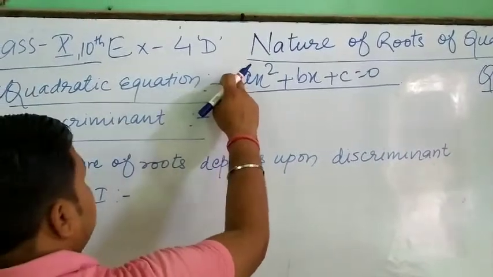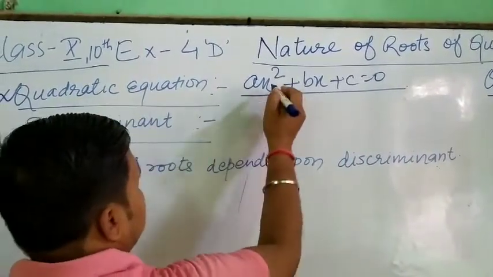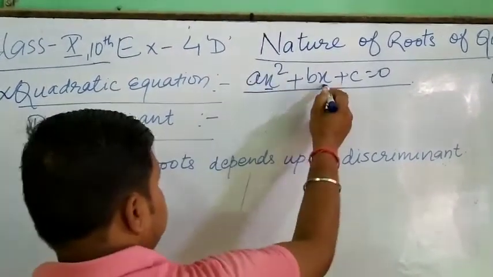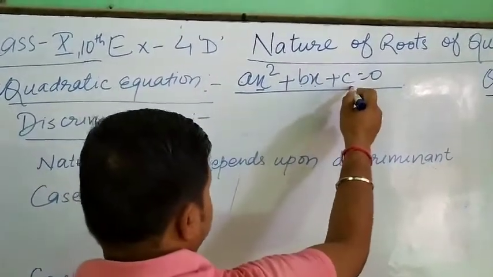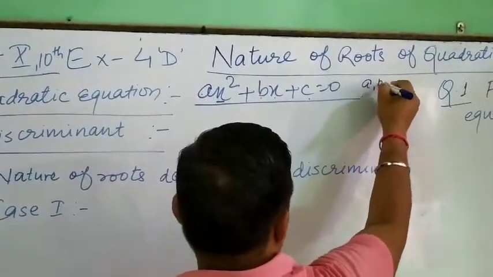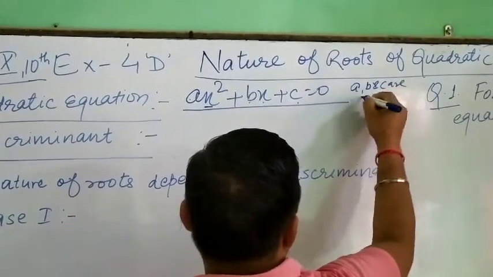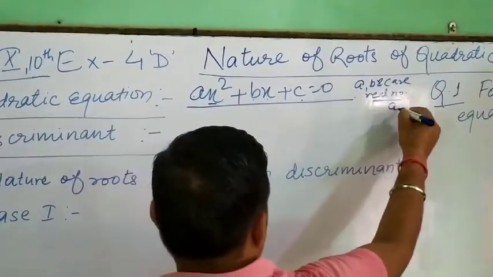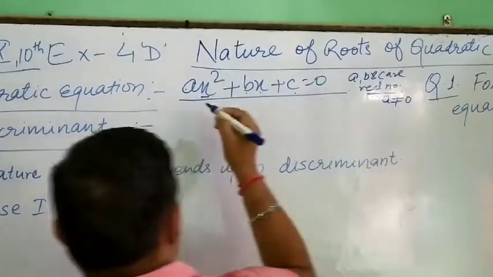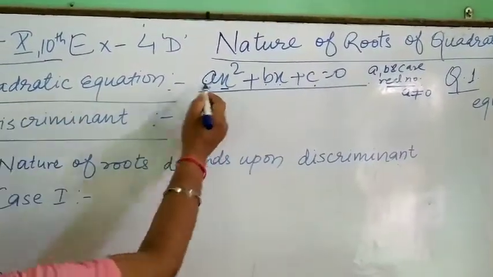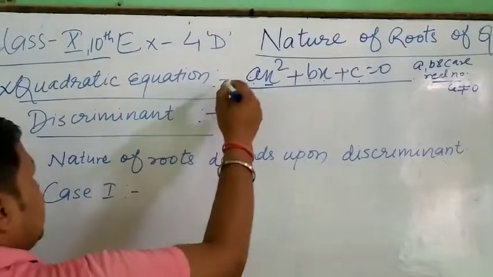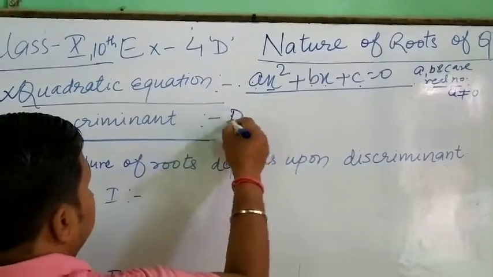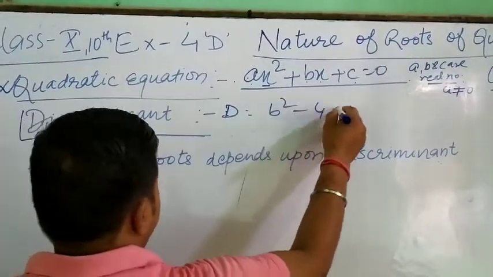This form of equation is called a quadratic equation because the coefficient of x square is a, the coefficient of x is b, and the constant is c. So a, b and c are real numbers and a can never be equal to 0, that means the coefficient of x square can never be 0. On the basis of this equation, we find the discriminant, D equal to b square minus 4ac.